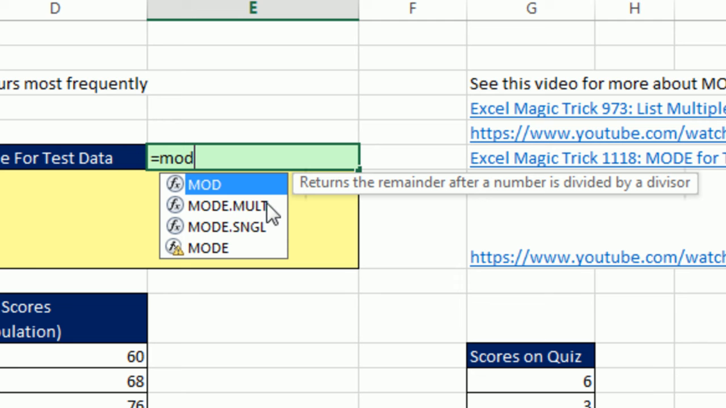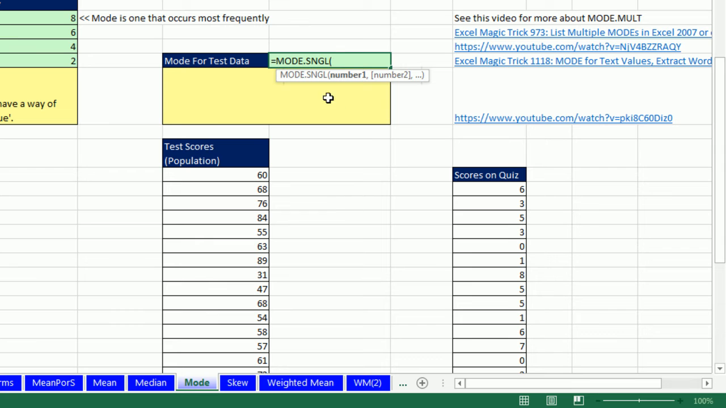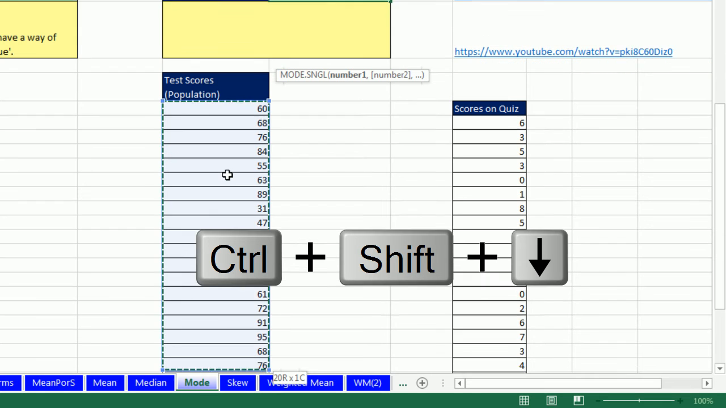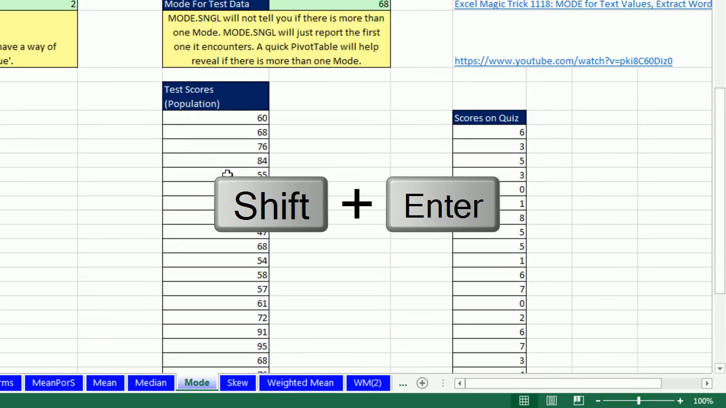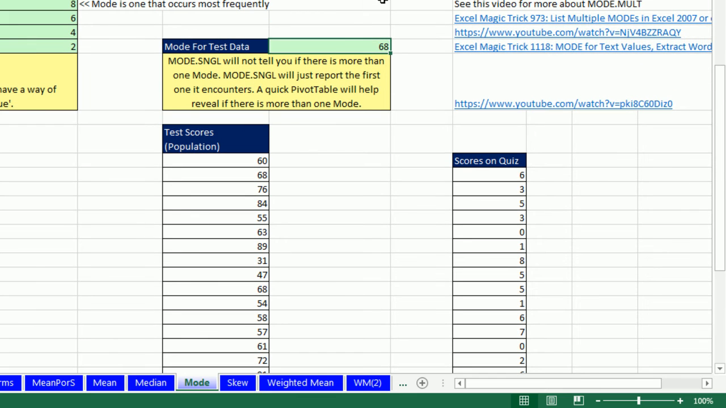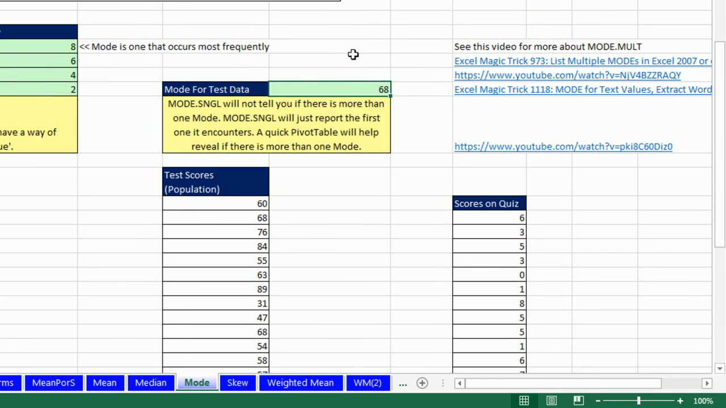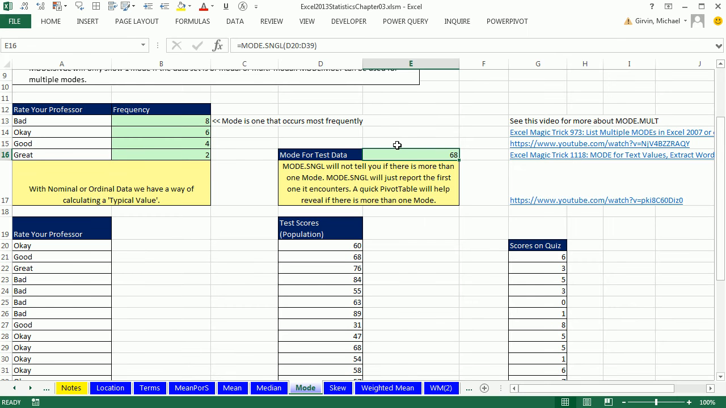Now, notice there's a MULT, which means multiple modes. Single means it's only going to get one. Now, we simply highlight, Control-Shift-Down arrow, and Shift-Enter. So the mode, that means the one that occurs most frequently, is 68. The actual MODE.SNGL function will go and find the mode. It's saying the one that occurs most frequently is 68. Over here, we use COUNTIFs. We actually had to look over here and find the category. Bad was the one that occurred most frequently. Using COUNTIFs, we then looked over here and got it. The mode actually gets the value.